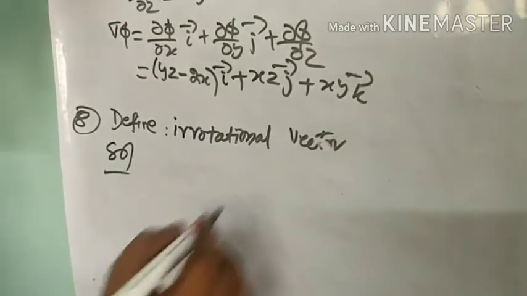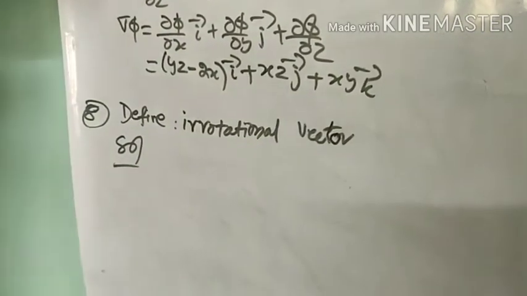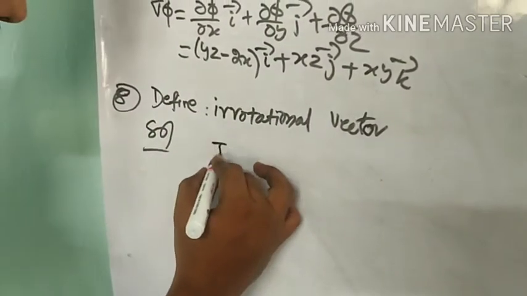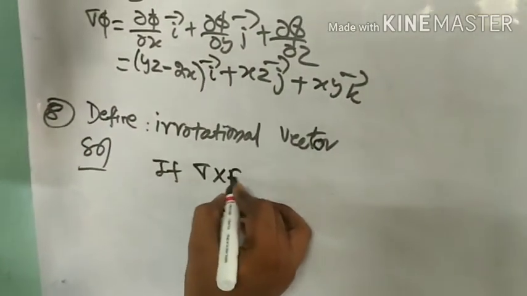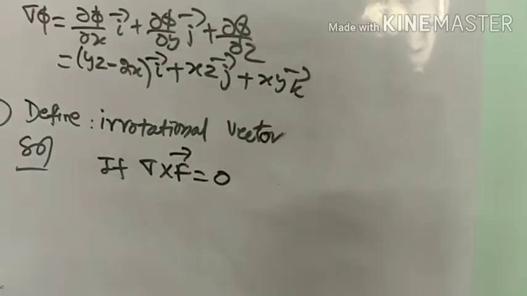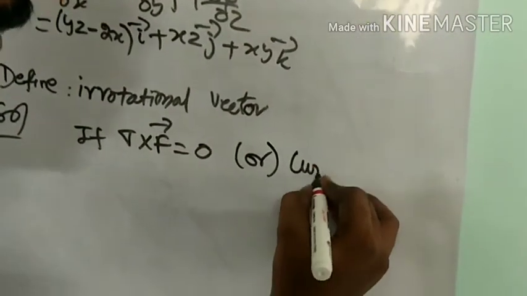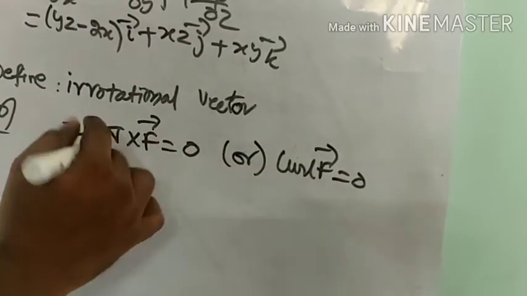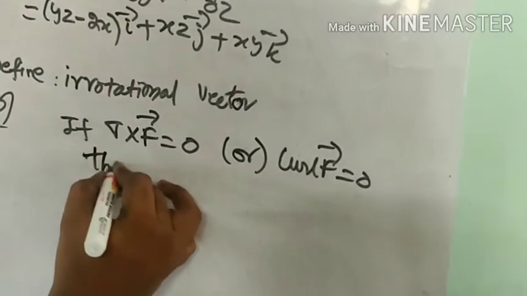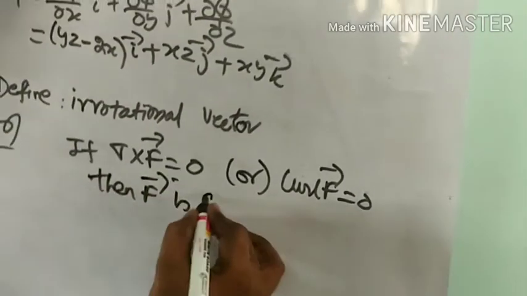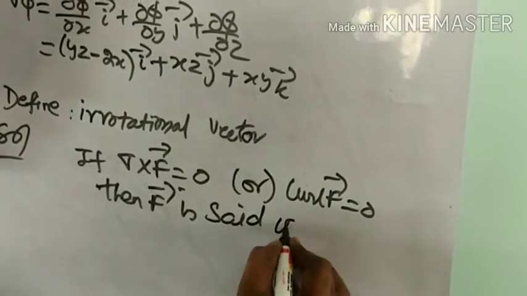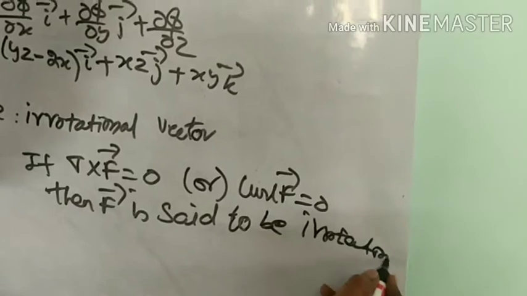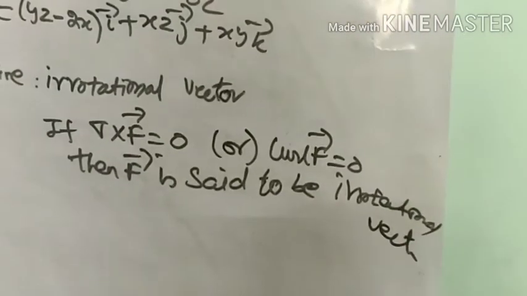define irrotational vector. So you know the definition of irrotational and solenoidal. Here irrotational is nothing but if del cross f vector, cross product, del cross f vector equals 0, that is curl f vector equals 0, then the f vector is said to be an irrotational vector. Okay, so this is the concept of the irrotational vector.